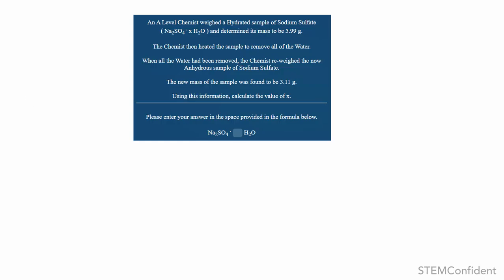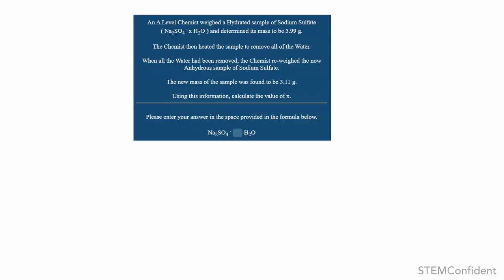If we look at the equation we have here, in effect, what x is saying is for every 1 mole of Na₂SO₄, how many moles of H₂O do we have? That's more or less what x is saying. And x is actually going to be an integer value. It needs to be an integer value. So how would I go about working that out?